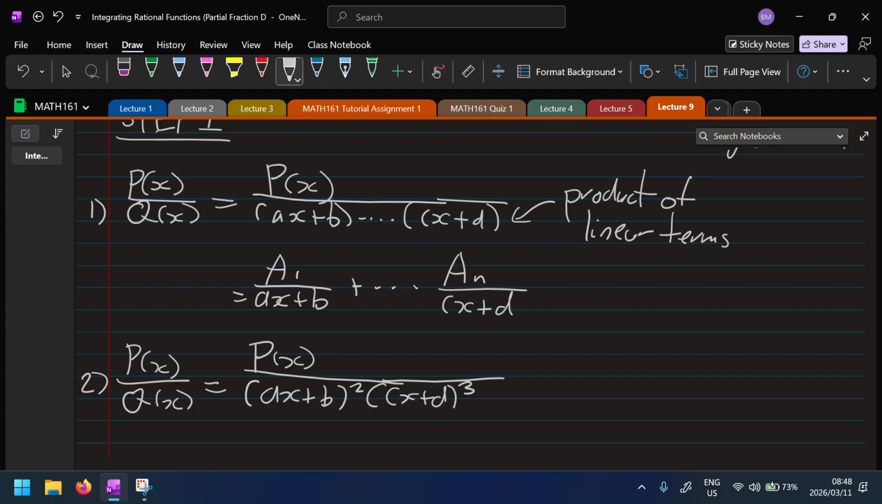So the first one is linear, but it's repeated twice. We've got 2 of them in the bottom. The second one is linear, CX plus D, and it's repeated 3 times in the bottom. And however many we've got there, dot, dot, dot, up to, let's say, EX plus F. But they're all linear. That's the important part. And some of them are repeated.